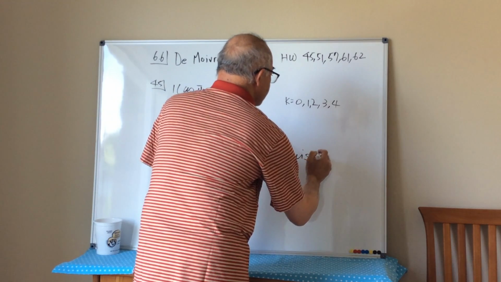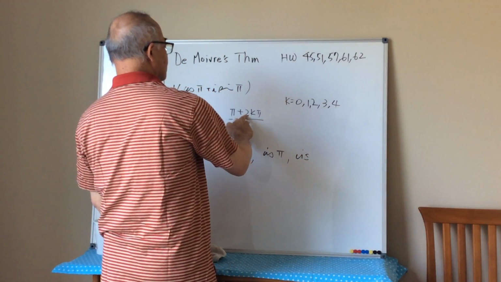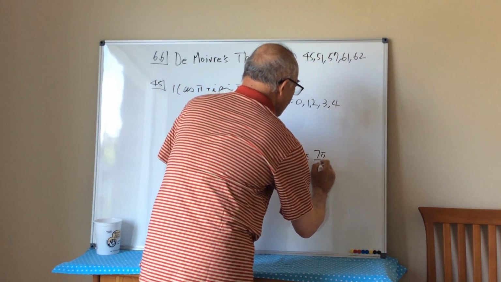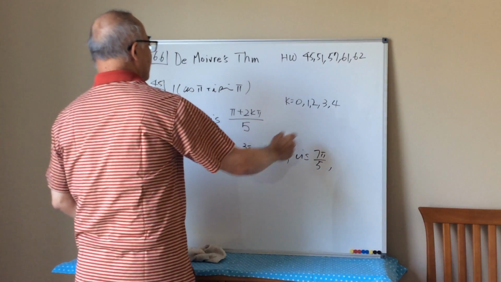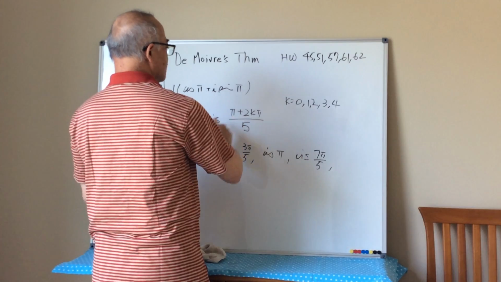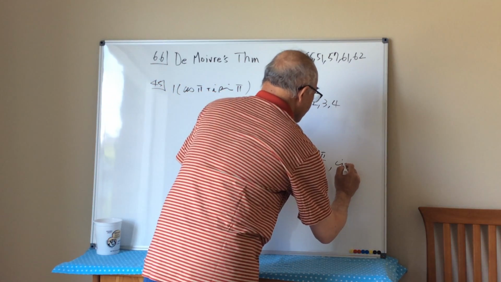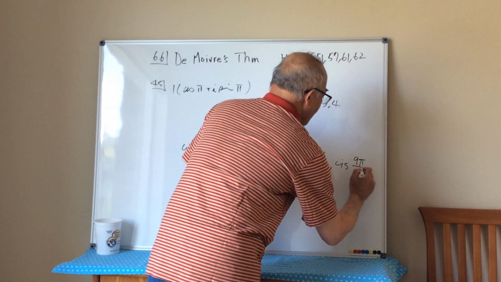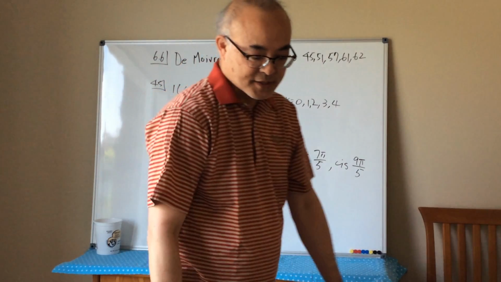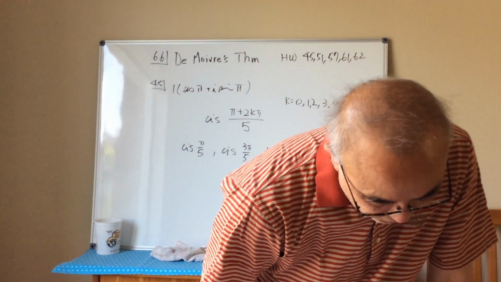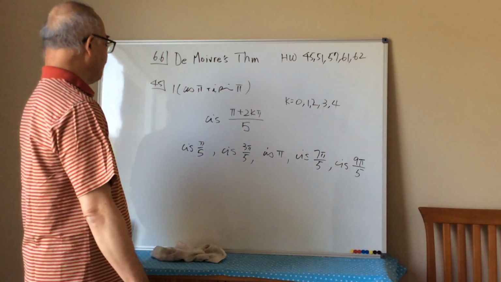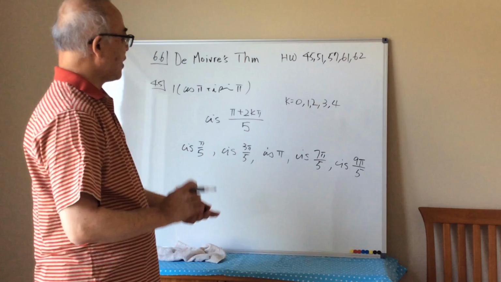And then we would have cis when k is 3. 3 times 2 is 6, plus 1 is 7, so it would be 7 pi over 5. And the last one is when k is equal to 4, so that would be 8 pi, plus 1 would be 9 pi. So we get cis 9 pi over 5. That would be your answer. It doesn't tell us to put the answer in any specific form, so this form is just fine. So that would be 45.